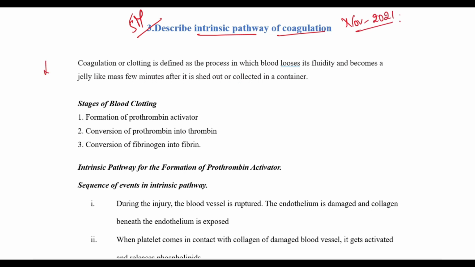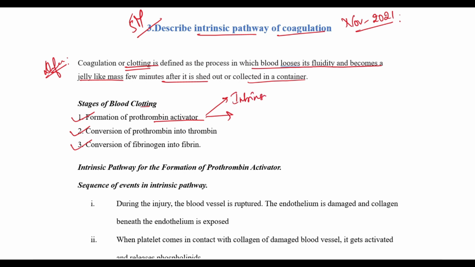Okay, we will see the definition of coagulation first. Coagulation or clotting is defined as the process in which the blood loses its fluidity and becomes a jelly-like mass a few minutes after it is shed out or collected in a container. We have the stages of blood clotting: firstly the formation of prothrombin activator, conversion of prothrombin to thrombin, and conversion of fibrinogen to fibrin. Now the formation of prothrombin activator occurs by two pathways, the intrinsic and extrinsic pathway.